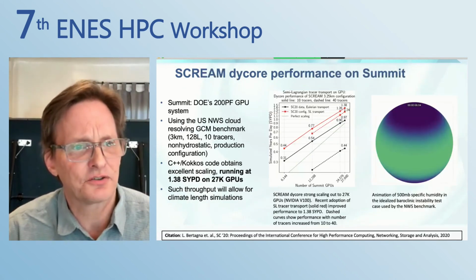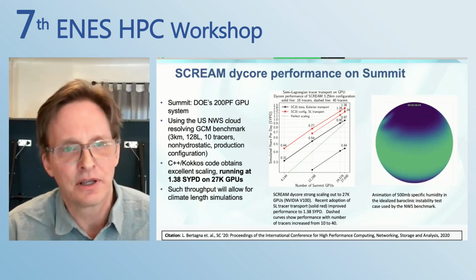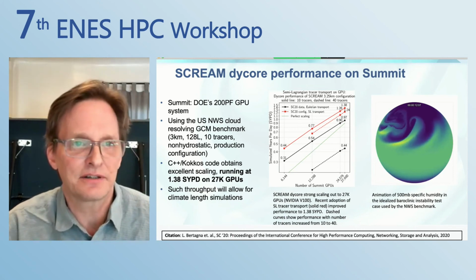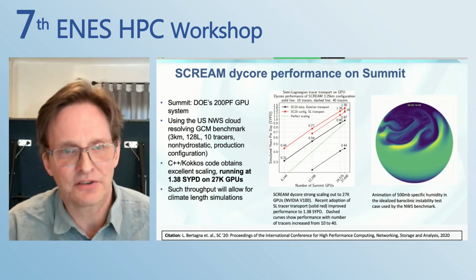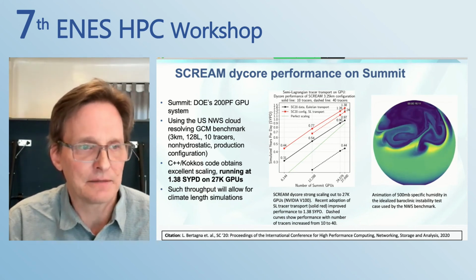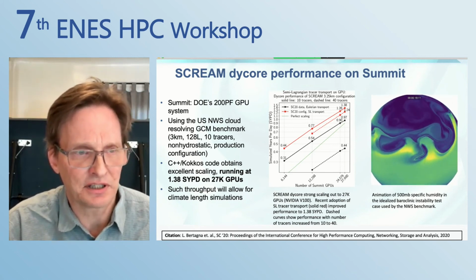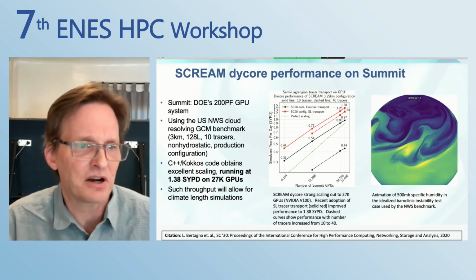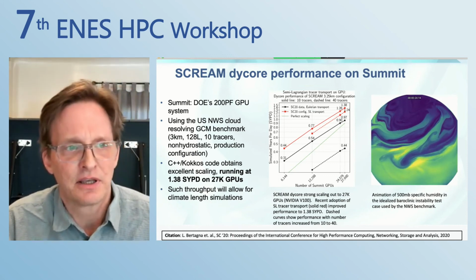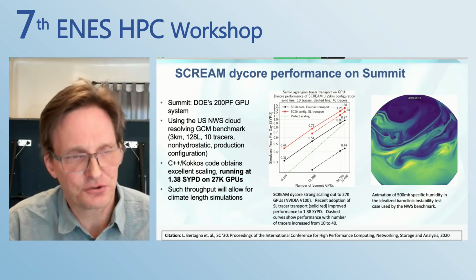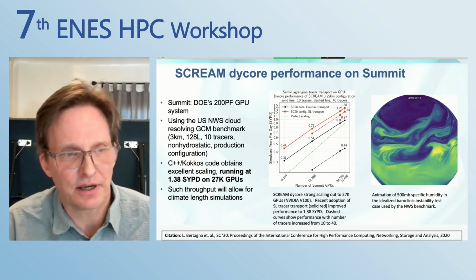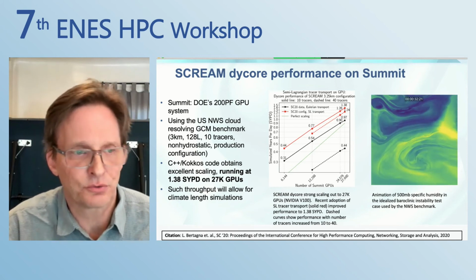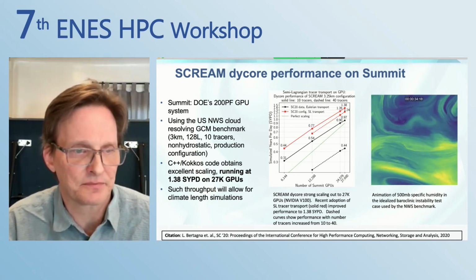Okay, now then the Scream, again, the dynamical core. That was all single node. This is strong scaling across up to 27,000 GPUs on Summit. This is the U.S. National Weather Service cloud resolving benchmark. That's running the dynamical core at 3 kilometers, 128 levels, 10 tracers, non-hydrostatic configuration, and everything set to how you would run in production.